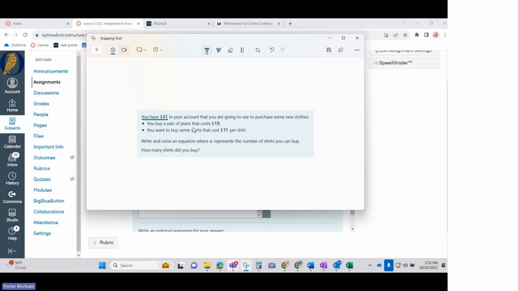You buy a pair of jeans that cost $19. So you buy something, it costs $19. You want to buy shirts that cost $11 per shirt. I want to buy shirts that cost $11 per shirt. Right. X is the number of shirts. How many shirts? So the question's asking how many shirts. X is the number of shirts.